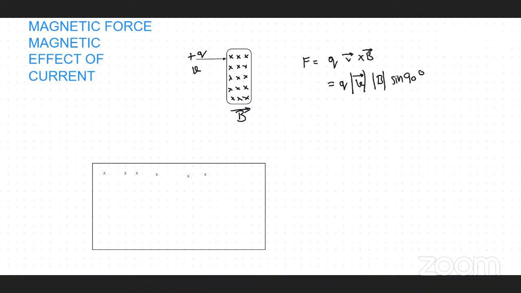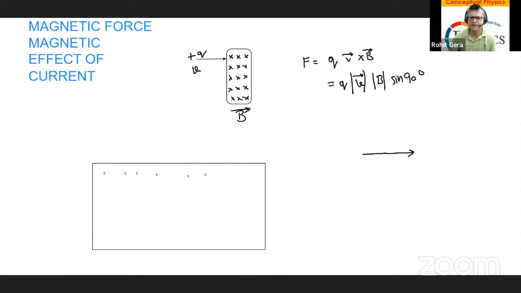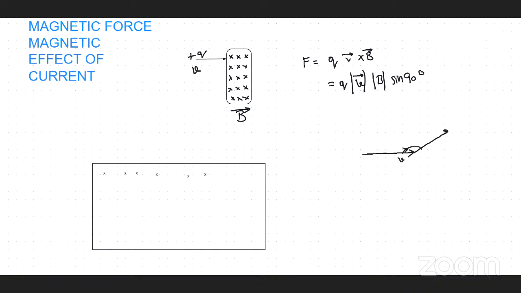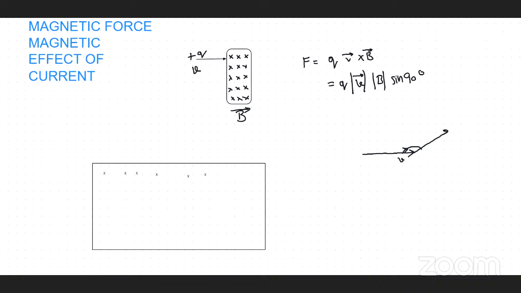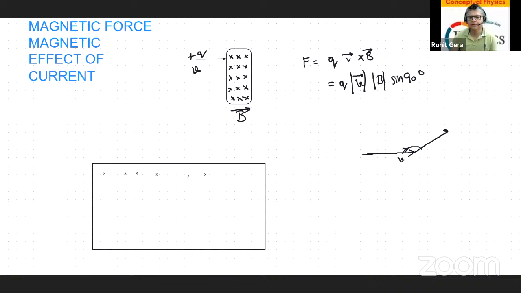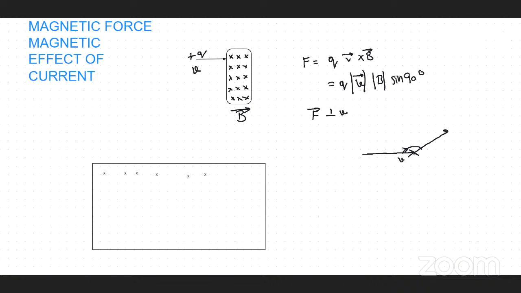Meaning velocity is like this, B is like this, so I go from V to B, right? The force is now going to go from V to B. Turn the screw like this, V cross B, downward. So the charge will start going like this. The force will always be perpendicular to velocity, and the force will also be perpendicular to B.